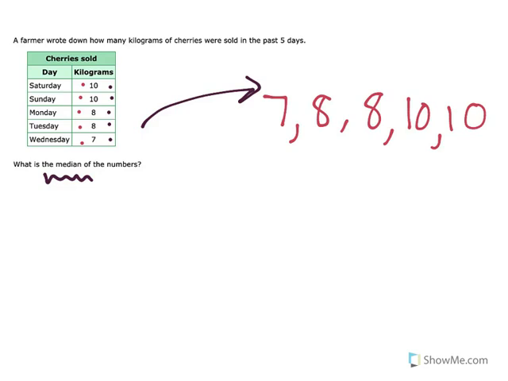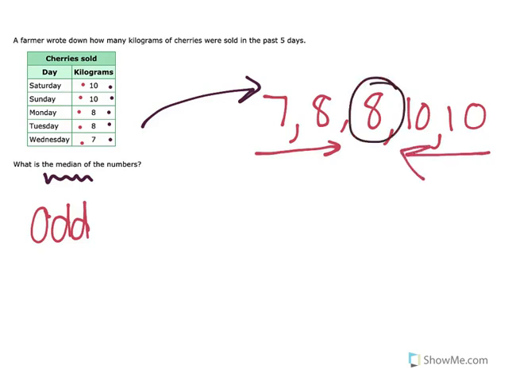So then I ask myself how many pieces of data are presented. I see that there are 5 pieces of data. That is an odd number. If there is an odd number of pieces of data, there is going to just be one number directly in the middle. So if I move 2 spaces from the left and 2 spaces from the right, I see that I have one number directly in the middle. So the median of this data is 8.